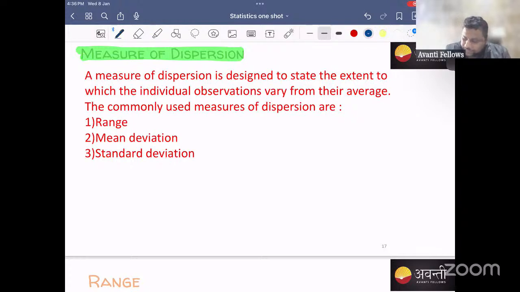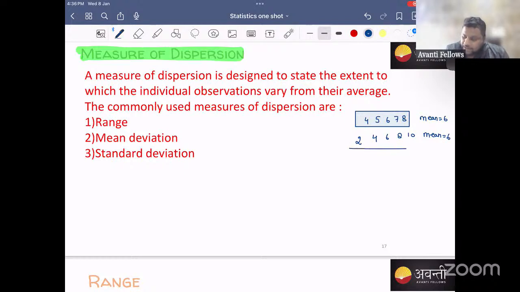Like there is a data 4, 5, 6, 7, 8. Its mean is going to be 6. There's another data 2, 4, 6, 8, and 10. If you calculate its mean, that is also 6. So the mean of both the data is 6. But the first will always be considered as a good data because it is not too much deviated from its mean. It is very less deviated.